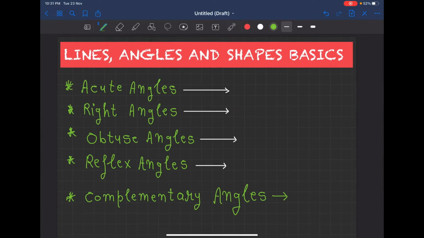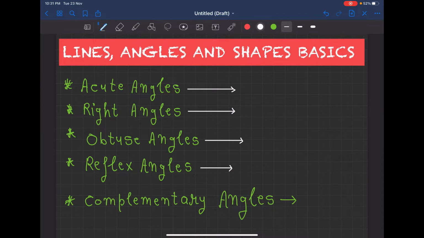Starting with acute angles. Acute angles are the angles which measure less than 90 degrees. So let's say, I can draw it. Say I have this line and this line. So the angle, let's say angle A, is an acute angle. Why? Because its value is less than 90 degrees. What an angle basically is, is how much you need to rotate in a particular direction to reach the other point. Okay?